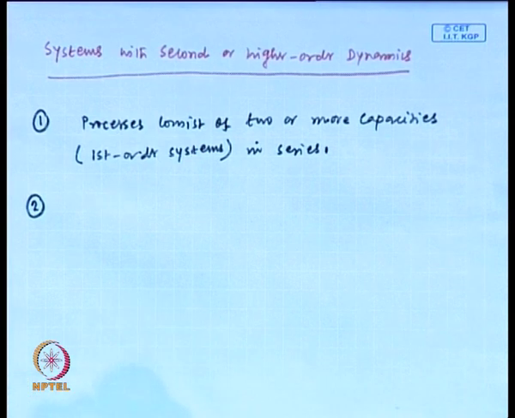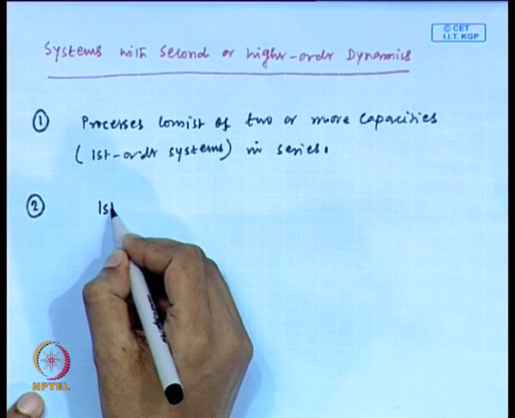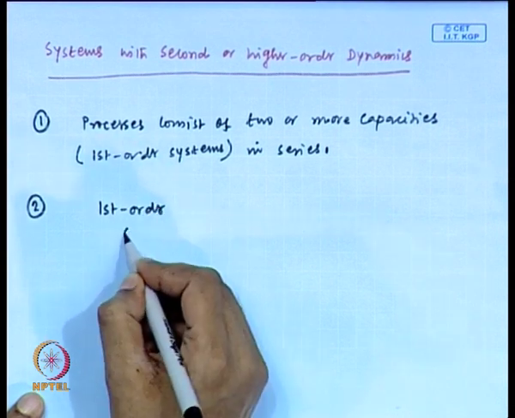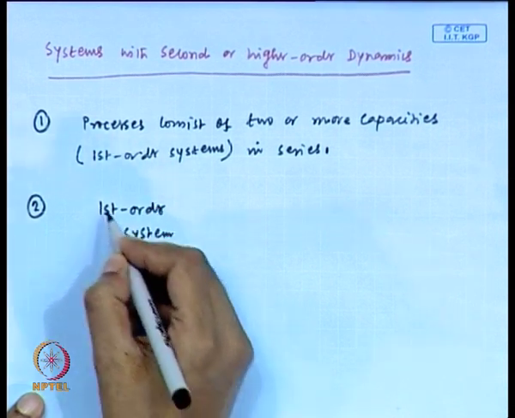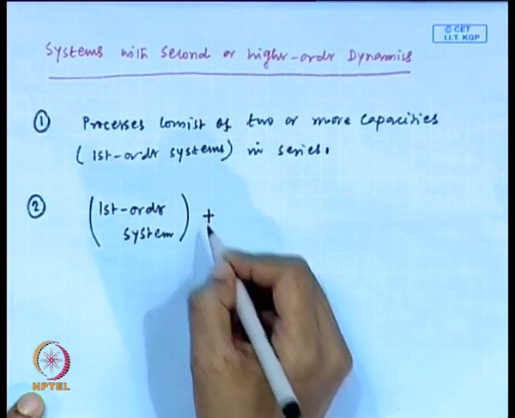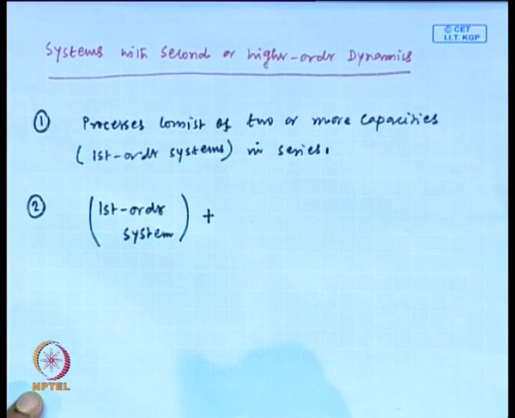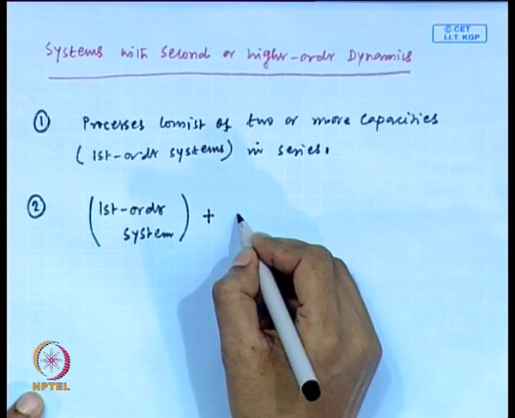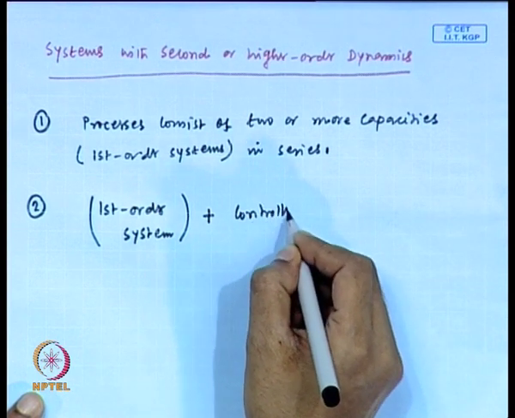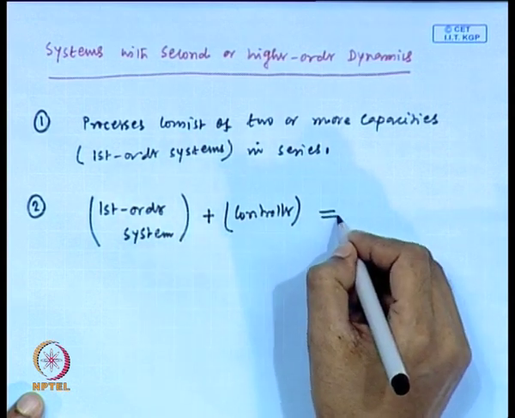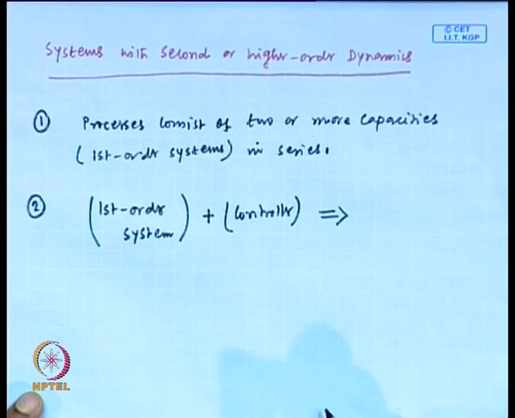If a process incorporates a controller, then also we can obtain higher order dynamics. Say for example, we have a first order system. If one controller is employed with this first order system, then the overall response may be a second order response.